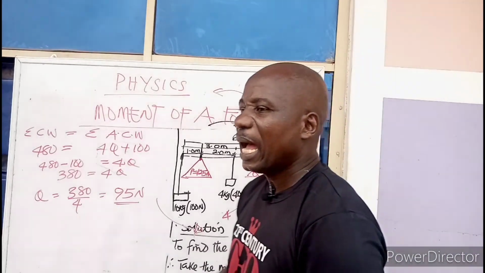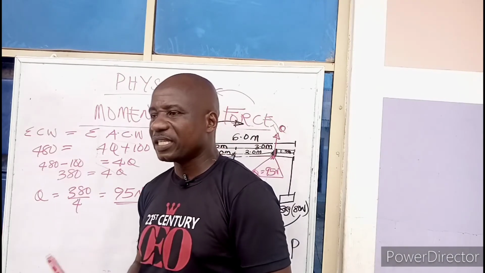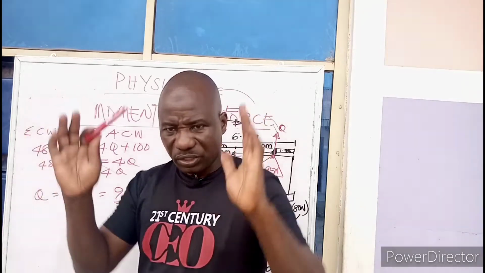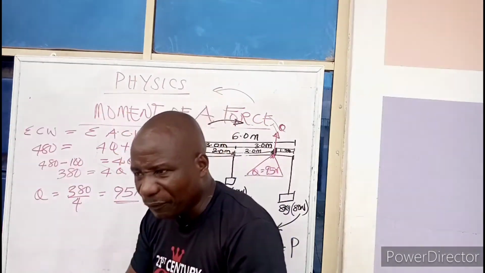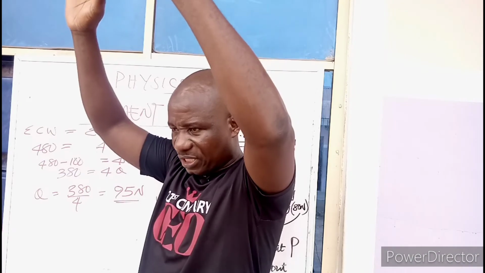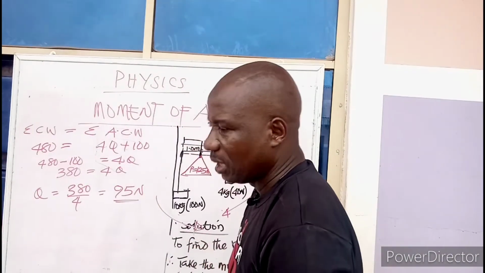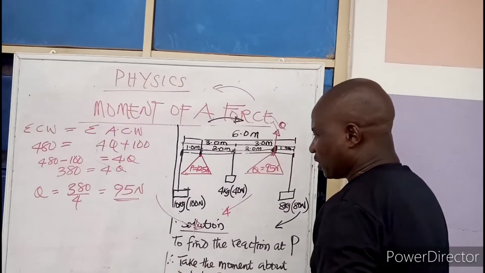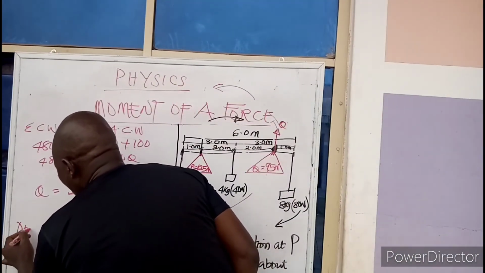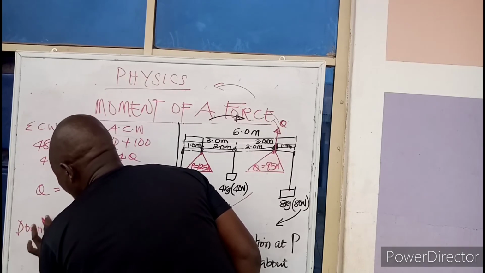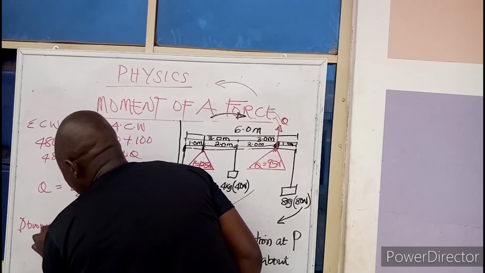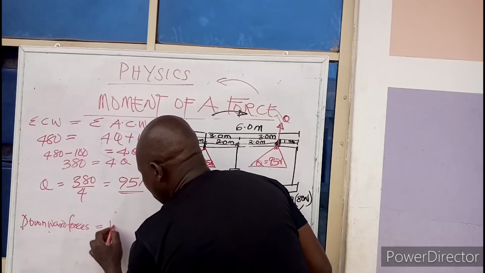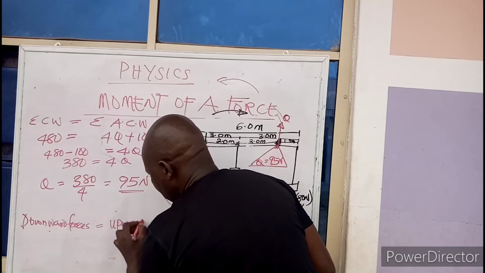Class, there is a way by which we check if we are right. You know, another principle of moments says the algebraic sum of all vertical forces must be equal to 0. That is, downward forces must be equal to upward forces. Let us now see whether we are right. Downward forces must be equal to upward forces.